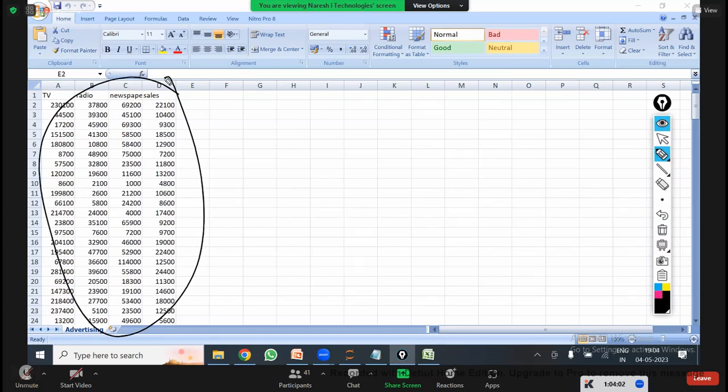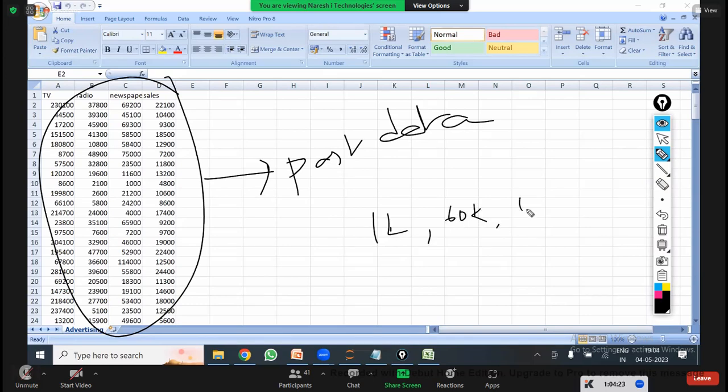If proper data is there, the relation will be proper. So based on the data, it will identify the relation. This data is called past data. Identifying the relation on the past data, and based on that, we are going to predict on the future data. 1 lakh, I told you earlier, 1 lakh, 60,000 and 40,000 I'm going to spend. For this, what is the expected value? This is the future data, which I'm going to spend tomorrow or the day after tomorrow. If I spend 1 lakh, 60,000, 40,000, what would be my expected sales?